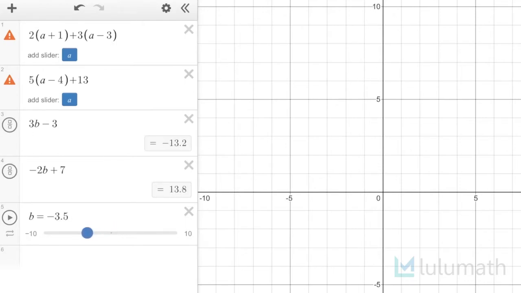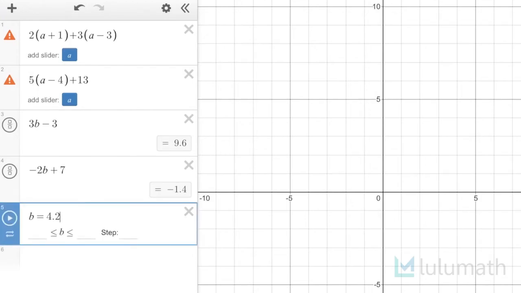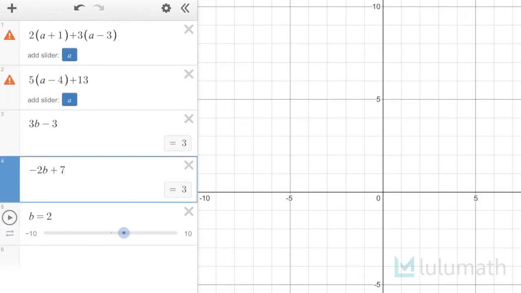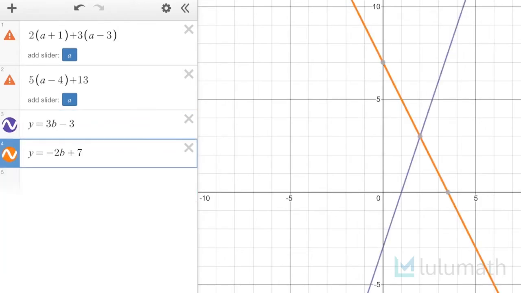And no matter what b value I plug in or I change this b value to, it doesn't matter what it is, the answers are not the same unless b is equal to specifically the value of 2. That's the only time they're equal to each other. So I got rid of the slider and I added y equals in front instead. So if you look here, it shows us that our graph intersects at the point 2, 3.